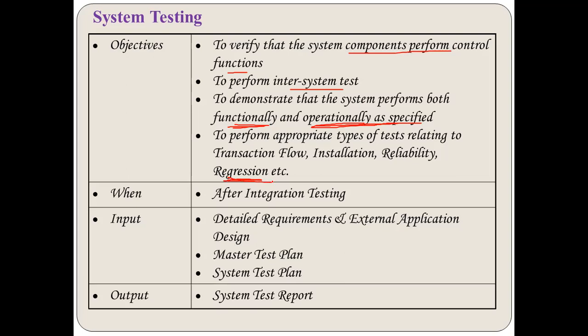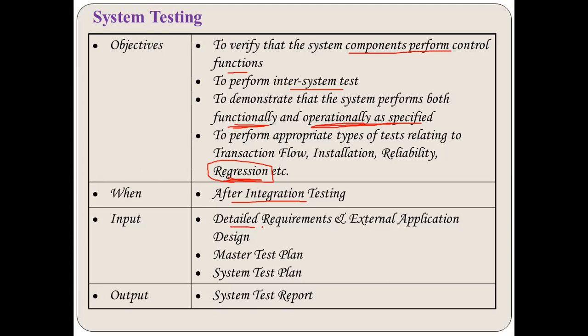I will tell you in detail what the regression testing is all about, right? We'll learn this. So these are all what? These are basically checking whether the system is working properly, functionally and operationally, with proper transaction flow, installation, and that it is reliable. Inter-system test is being done, and all these are considered. When it is done after the integration testing. So I have already told you this is in a hierarchy, a sequence flow: first unit testing, then integration, and then system only.